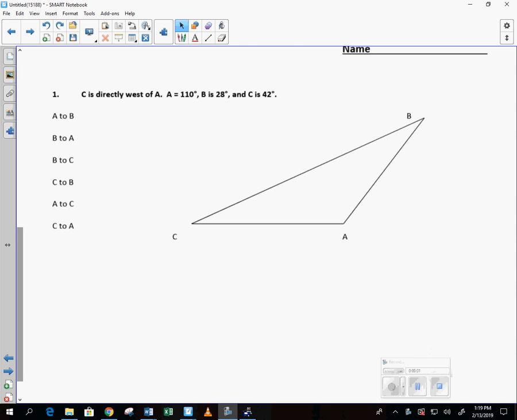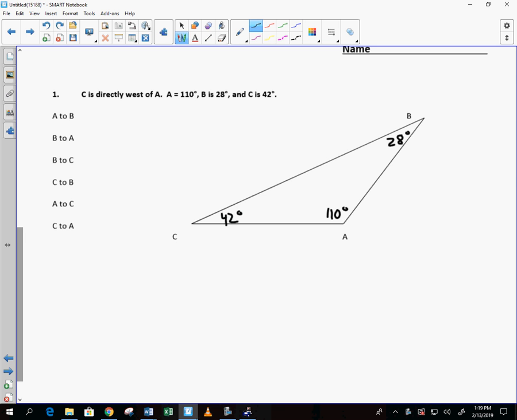Here we go, bearings 101. We have a triangle that has an angle A of 110 degrees, C is 42 degrees, and B is 28 degrees. Those all do add up to 180 degrees, which is very important. Otherwise, it would be an impossible triangle.